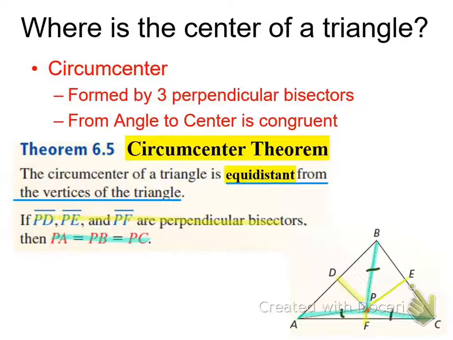I'm confusing it with the colors. It's two colors. It's fine. So P to A, P to B, P to C.